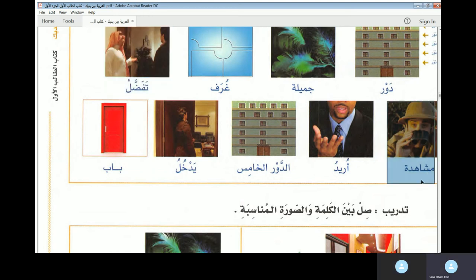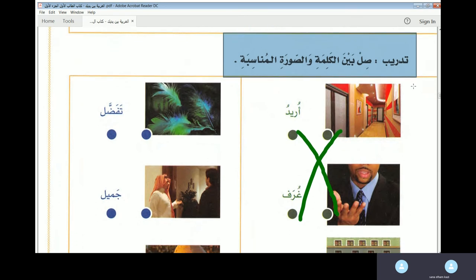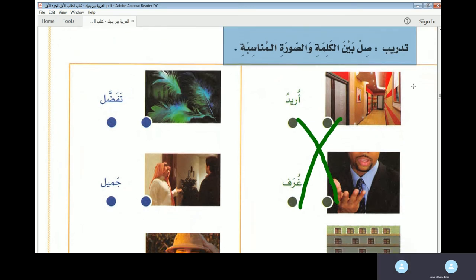Okay. Mushahada. What is it? See. Mushahada means see. Okay, see. And uridu is I want. Ad-dawr al-khamis is fifth floor. Yadkhul: enter. Yadkhul bihi: he enters. Babun: door. Tadrib: exercise. Il bainal kalimati: connect between the words, was suwirati munasibati: and the appropriate pictures.